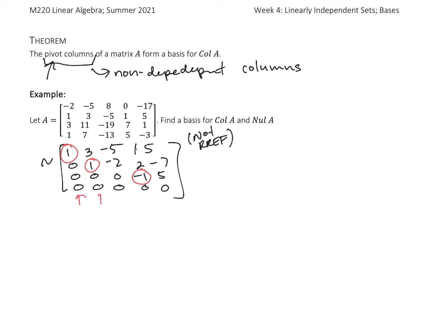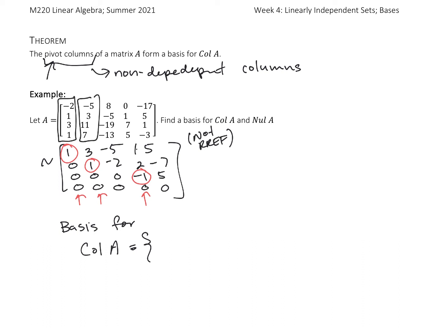So each of these is a pivot column, which means that the basis for the column space of A is equal to the set. Now I'd be careful here. It's the pivot columns, but not the pivot columns in our reduced matrix or in our equivalent matrix. It's our pivot columns from our original matrix.